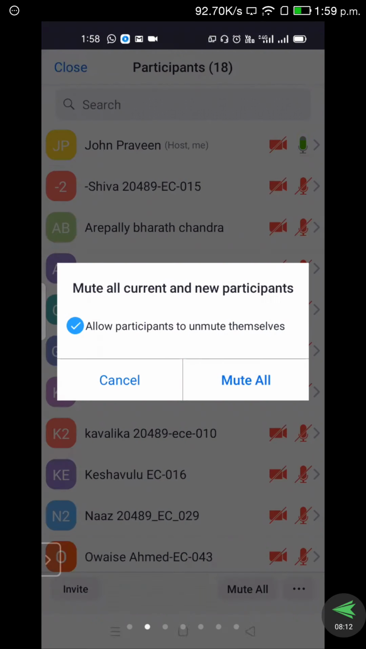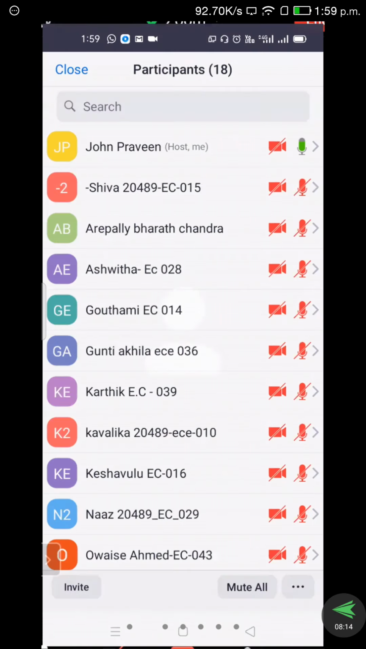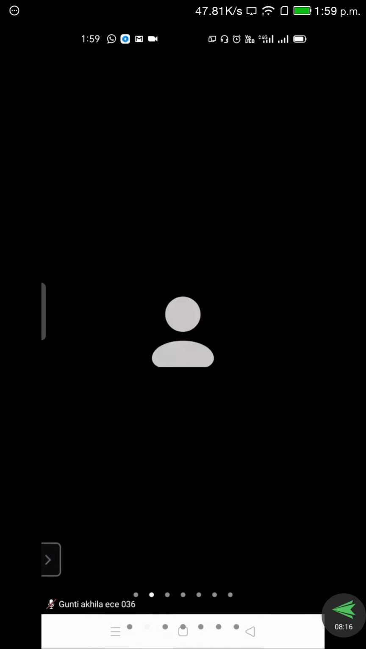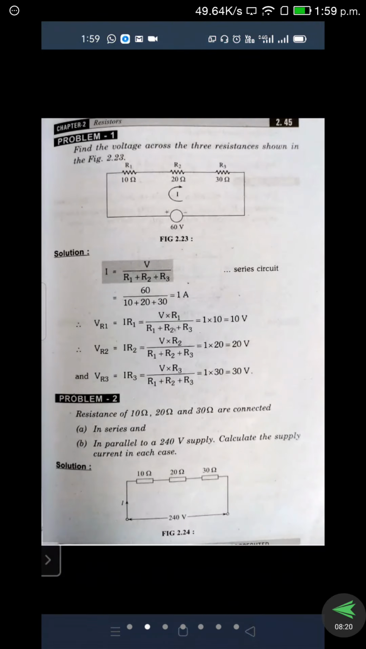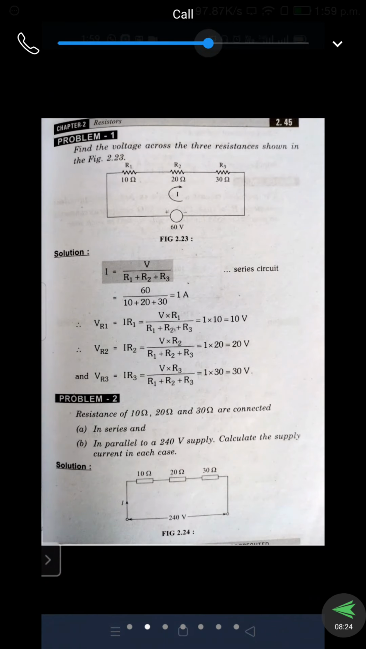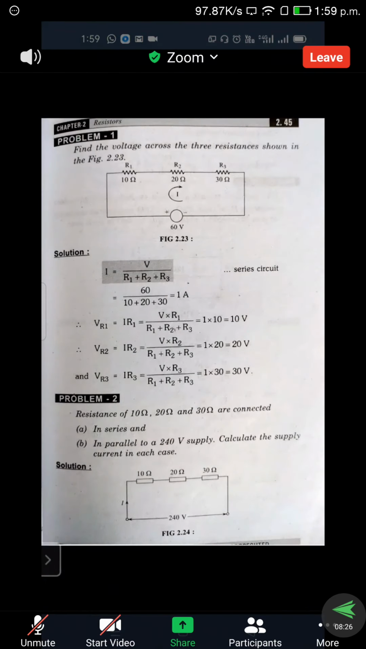Right, I'm enabling the unmute option. If you have any doubts, you can ask. Do you understand the problem? Sir. Yes. First problem, VR1 equal to IR1.